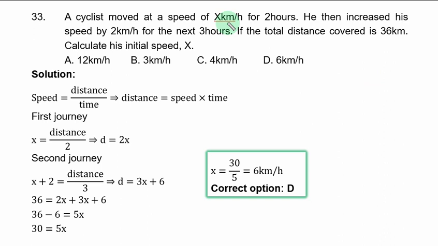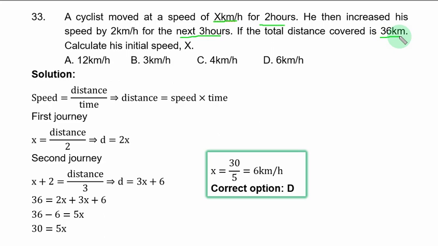Question 33. A cyclist moved at a speed of s kilometers per hour for 2 hours. He then increased his speed by 2 kilometers per hour for the next 3 hours. If the total distance covered is 36 kilometers, calculate his initial speed s. Okay, so from here we have two journeys.